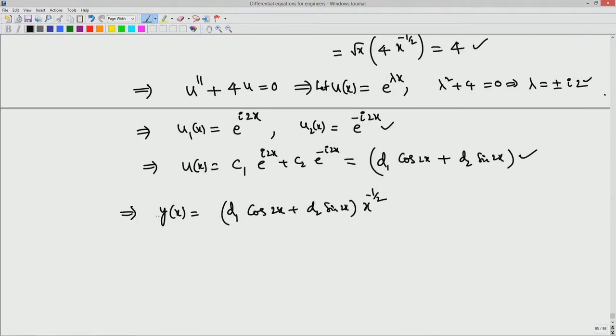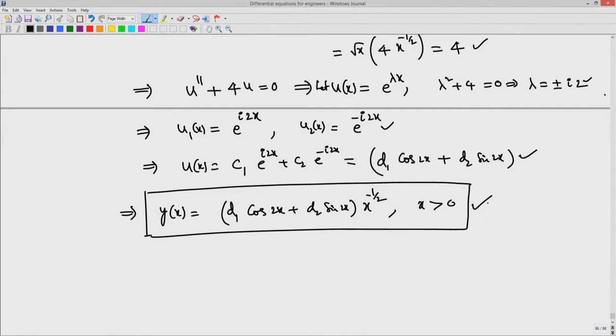So this is your general solution for x positive. Okay. So 1 by root x is not defined if x equals 0. This is how you got the solution. So it has two arbitrary constants d1 and d2, so that this is the general solution. This is the general solution.